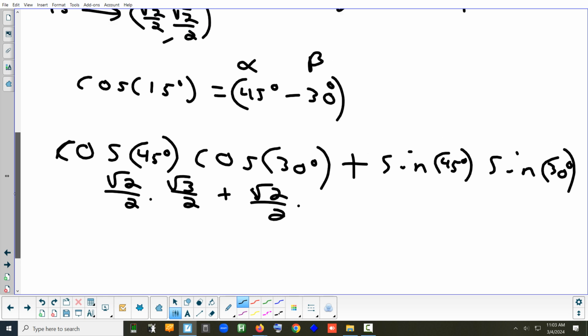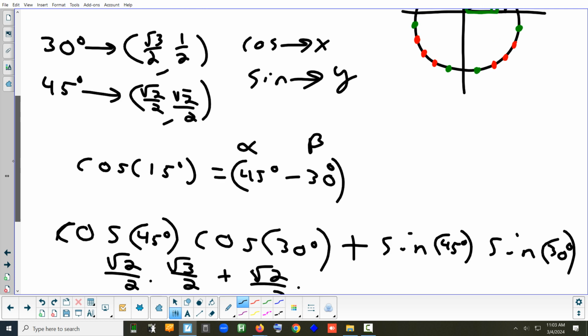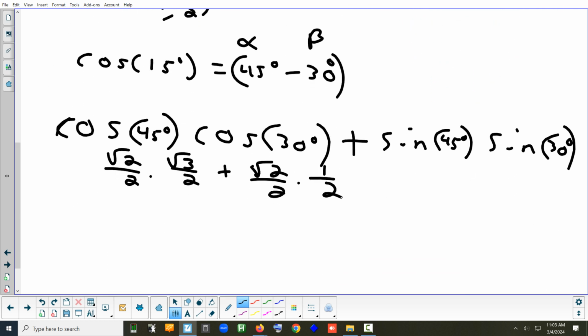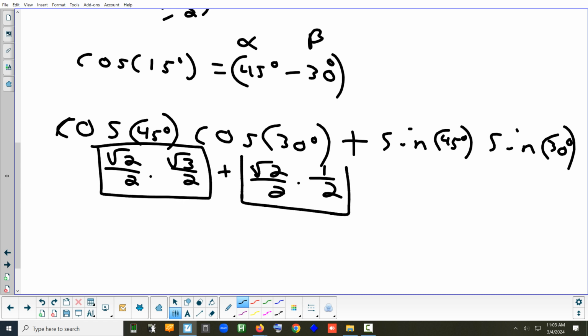Times, and now I need the y value in the 30 degree coordinate. 1/2. Yep. Now we just multiply and add that up, and that's our answer. We're going to multiply these two first, and those two second. Okay. Remember, when you multiply, you just go straight across.